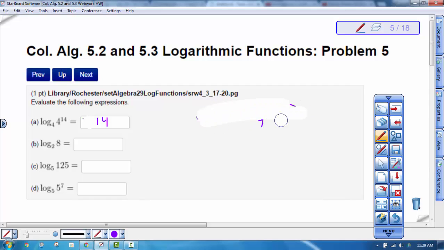Okay, same thing with the next one. Call it something, I'll call it y in this case. And I can write 2 to the y equals 8. Well, 8 is really 2 cubed, so y must be 3. So what that means is this thing equals 3.